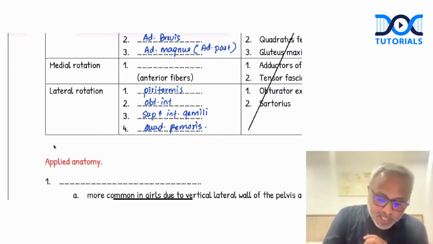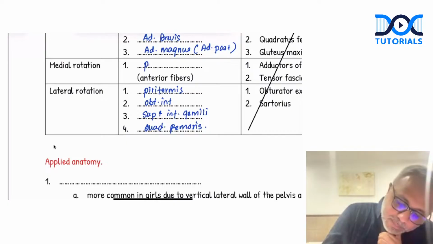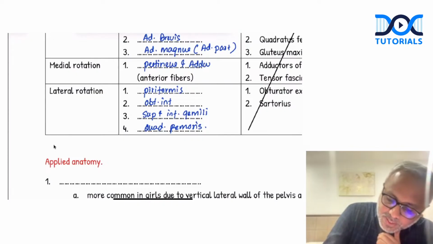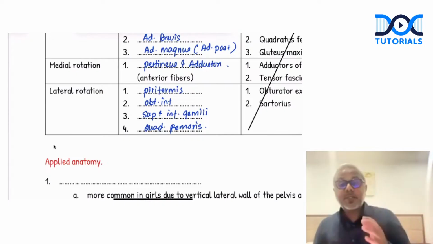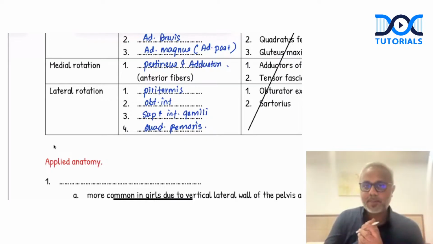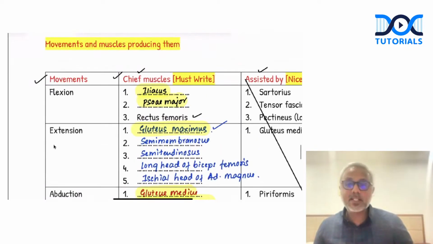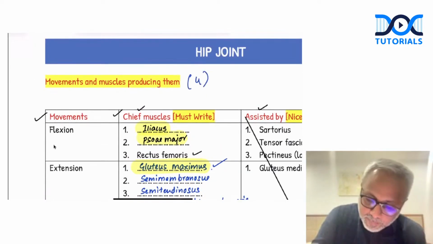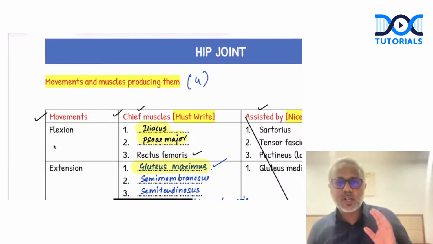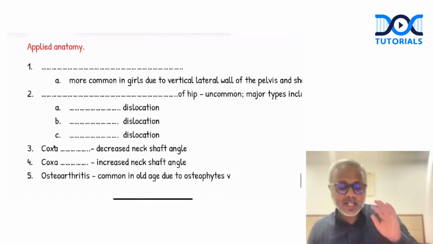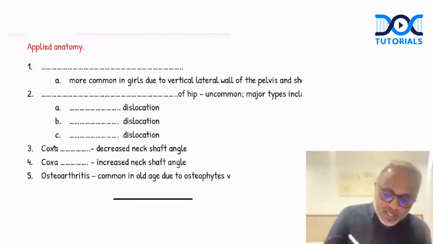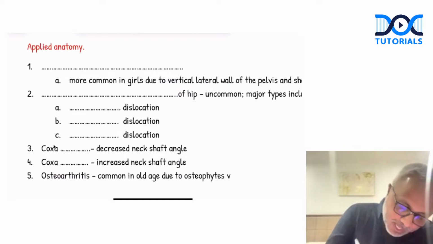Now, in medial rotation, we can mention the pectineus and the adductors. These will bring about medial rotation of the hip joint. Done? Remember, this is the section which will carry maximum marks usually. Four marks usually kept for muscles and the movements brought about by these muscles. Lastly, regarding applied anatomy, what we should write here, the congenital dislocation of the hip.